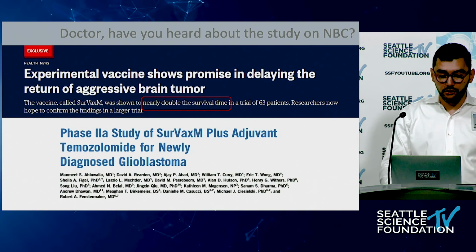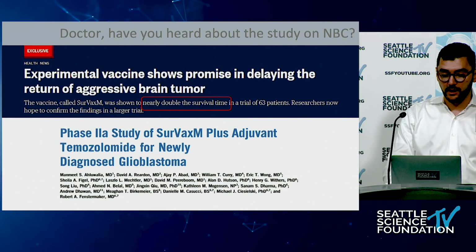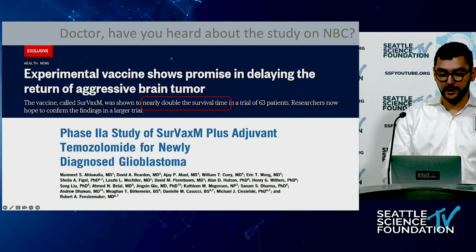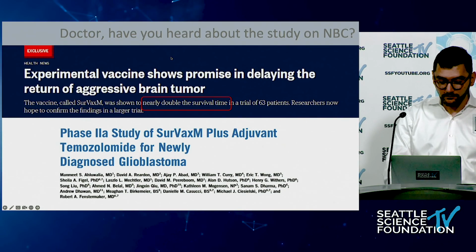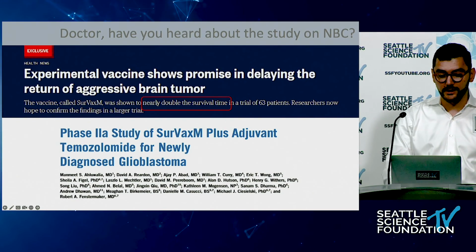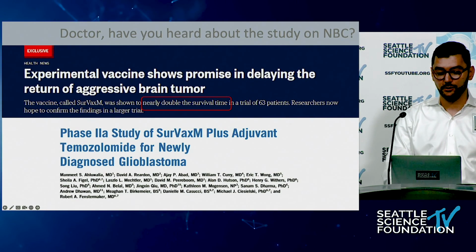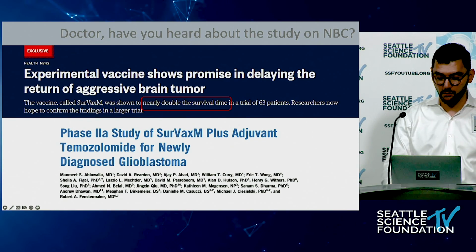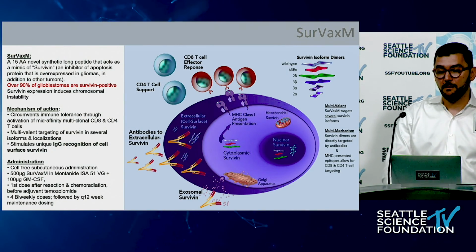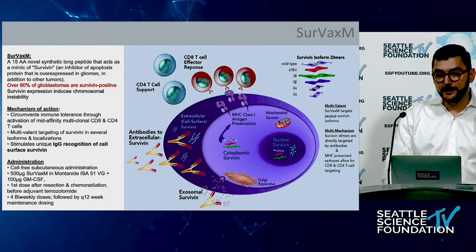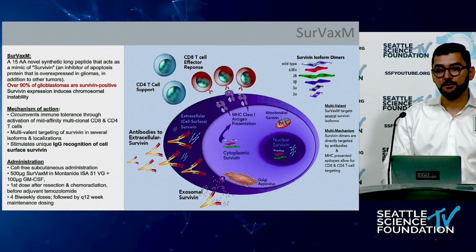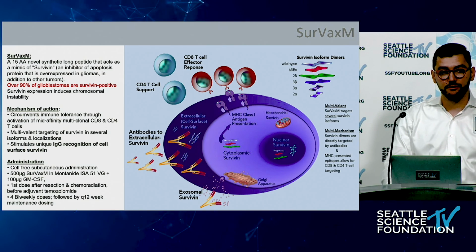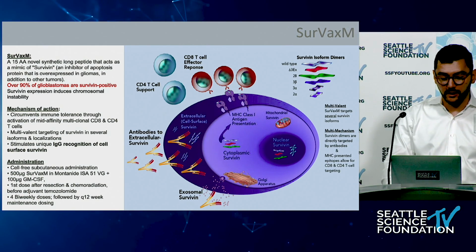So what's actually new as of this year? I get a lot of calls lately about this NBC article, which says that there's a doubling of survival time with this new treatment. So people are obviously very excited. So what is this? So SurVaxM is a peptide vaccine. It's multivalent, so it's targeting multiple splice variants of this protein called survivin. It's a very oddly named protein.